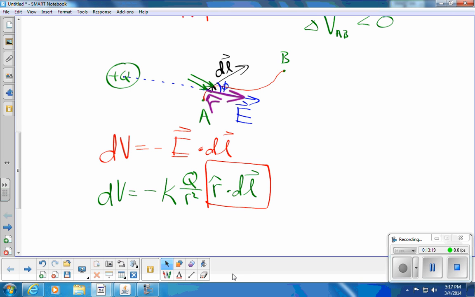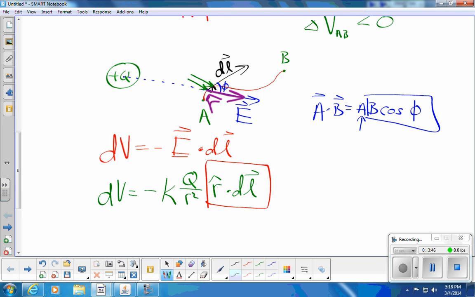All right, what is that? Well, the dot product of any two vectors, A vector dot B vector, is equal to the magnitude of A times the magnitude of B times the cosine of the angle between them. And another way of looking at it is that it is equal to the magnitude of one vector, A, times B cosine phi, which is the component of B in the direction of A. Another way of looking at the exact same thing.